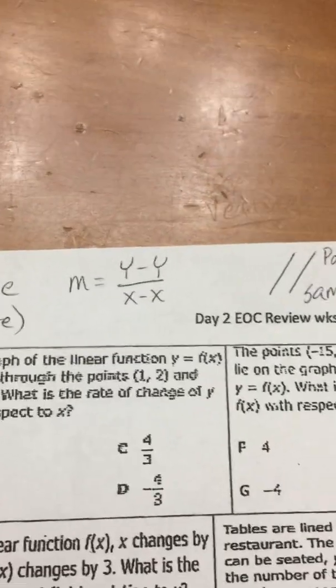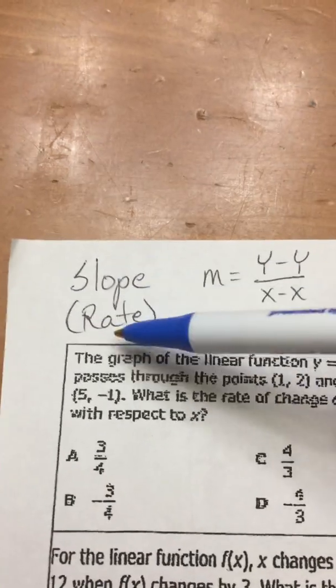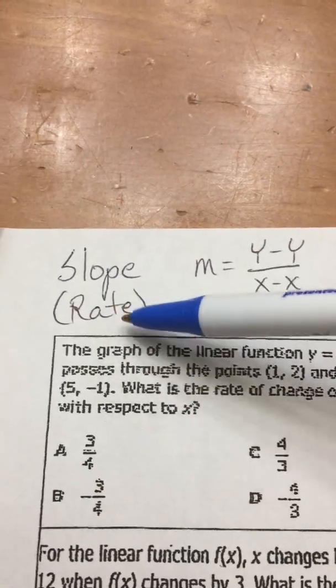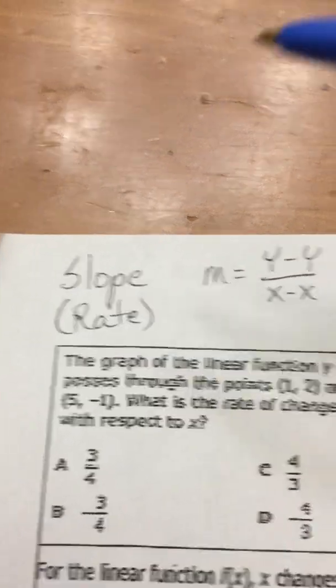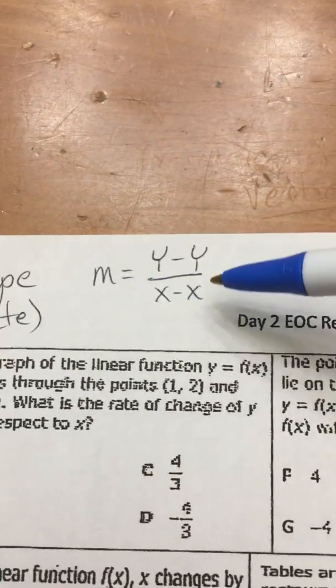All right, so the next worksheet today is all about slope. Remember, slope, another word for it is rate. So anytime they ask you for rate or rate of change, they're just asking you for slope in a nutshell. And hopefully you've got your reference sheet sitting right next to you as you're taking the test.